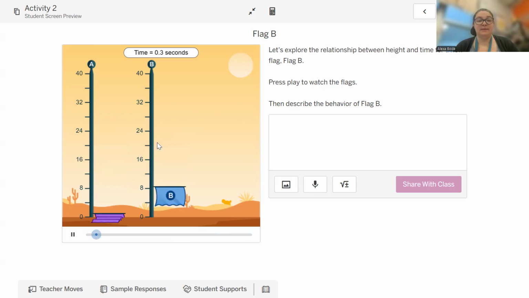For my extended kids, I want you guys to see if you can figure out what the actual speed is. How many feet per second is this going? So my extended kids, figure out how many feet per second is this flag B moving.